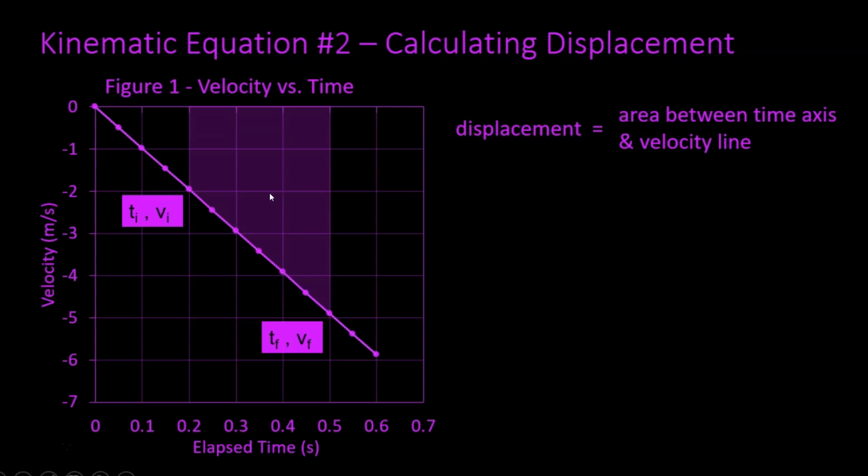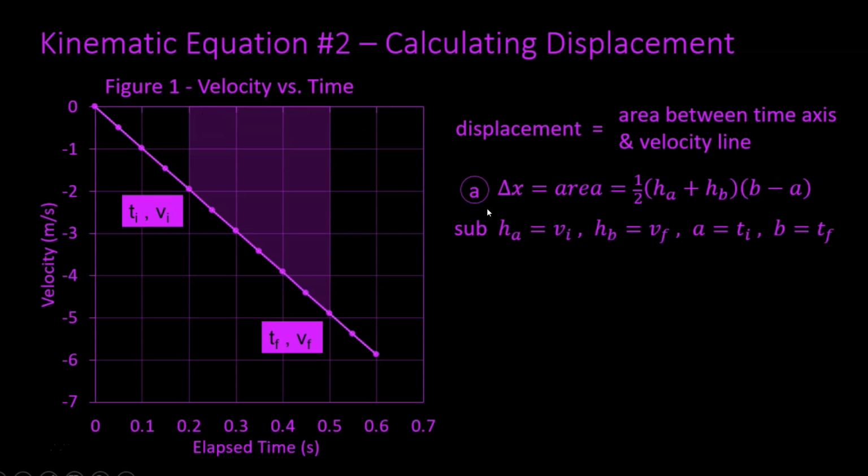However, I want to create a general equation, so I'm not going to use these specific velocities and times. Instead, I'm going to use t sub i for the initial time, v sub i for the initial velocity, and I'm going to use t sub f for the final time and v sub f for the final velocity. This shape is a trapezoid, and our equation for the area of a trapezoid is 1/2 h sub a, h sub a is this height, plus h sub b, that's this height, times b minus a. b minus a gives us the base, because this is point a and this is point b.